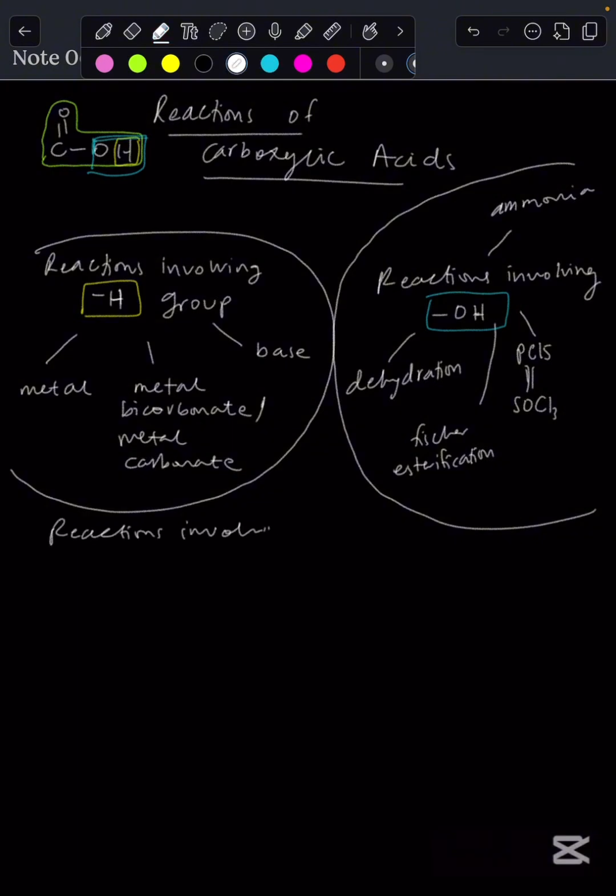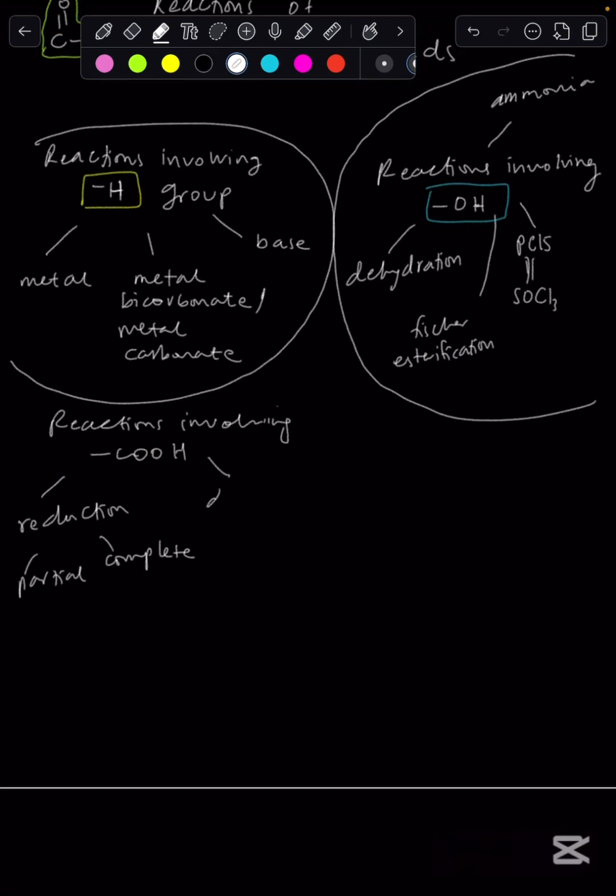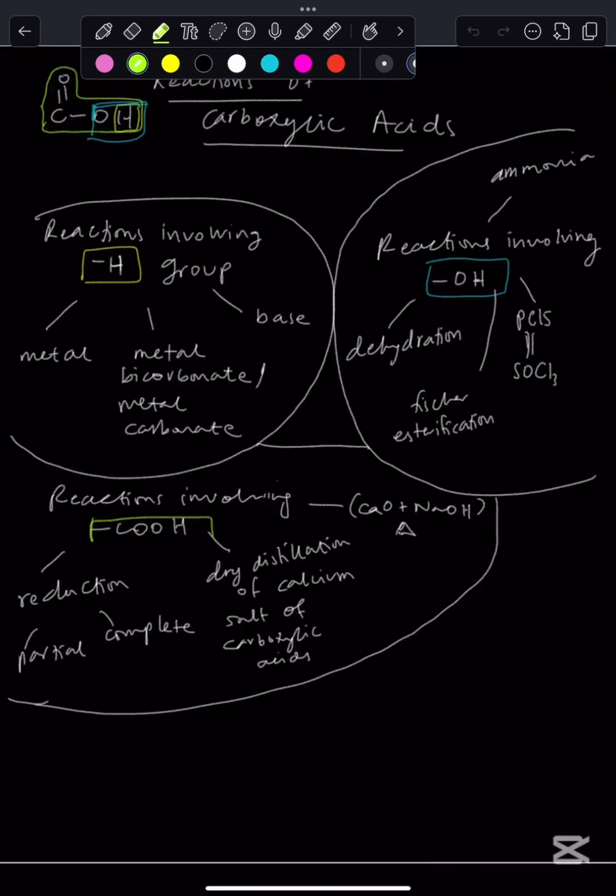And then we may see the reactions involving the whole carboxyl group, which are the reductions, partial reduction and complete reduction. And then what we also have is the dry distillation of calcium salt of carboxylic acids. And we also have the reaction with soda lime, which is calcium oxide with sodium hydroxide in the presence of heat.